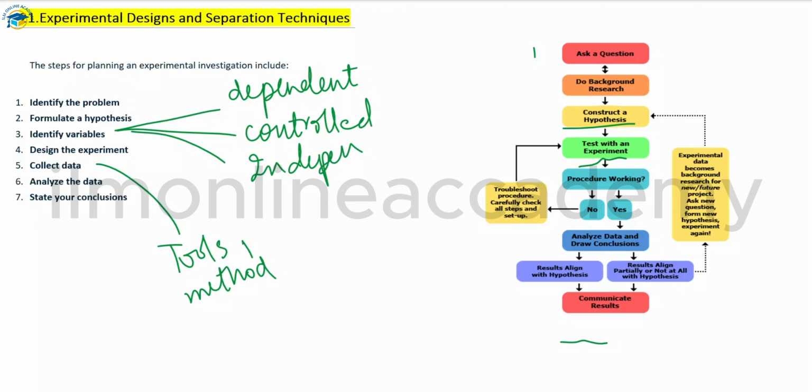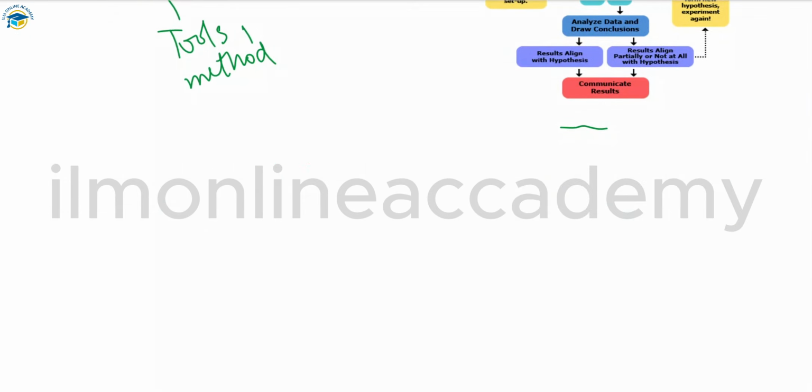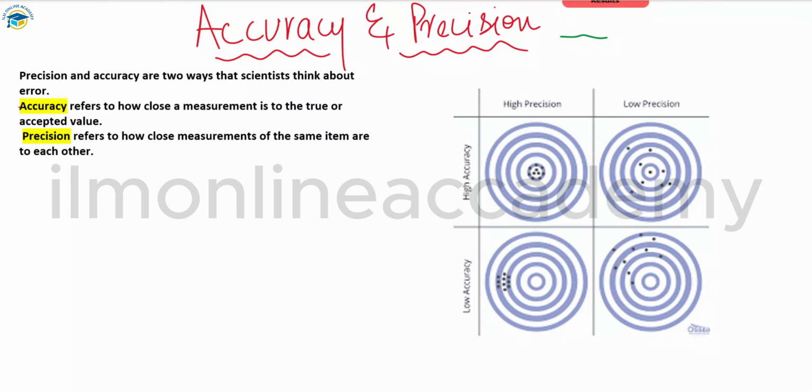So next we will talk about accuracy and precision, because for selecting the correct apparatus, the type of apparatus used in an experiment will depend upon the scale and the accuracy of the results that are required. So accuracy and precision both are very important. Accuracy and precision are the two ways that scientists think about error. Accuracy refers to how close a measurement is to the true value or the accepted value, and precision refers to how close measurements of the same values are to each other.